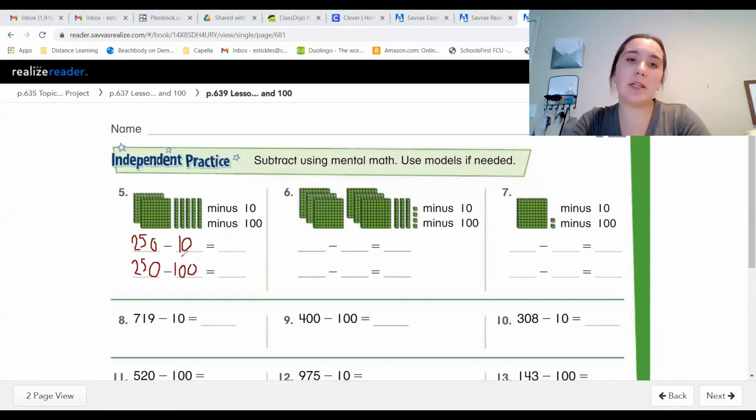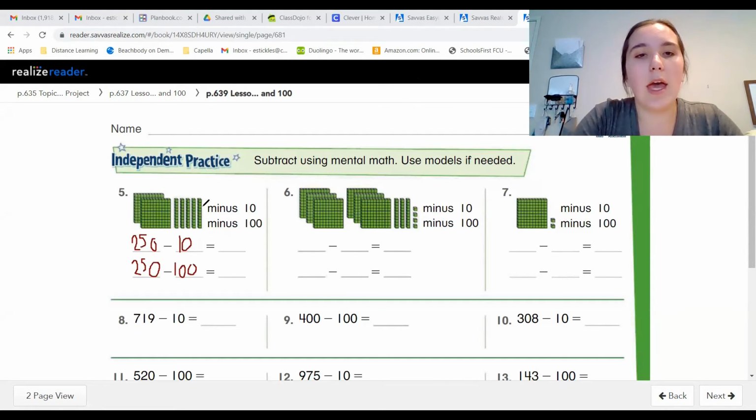If we have 250 minus 10, we have 5 tens. And if we take away 1, we have 4 tens left. So we still have our 200s, but then we only have 4 tens left, and we still don't have any ones. So 250 minus 10 is 240.